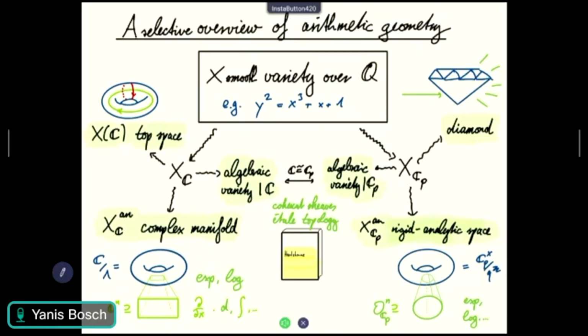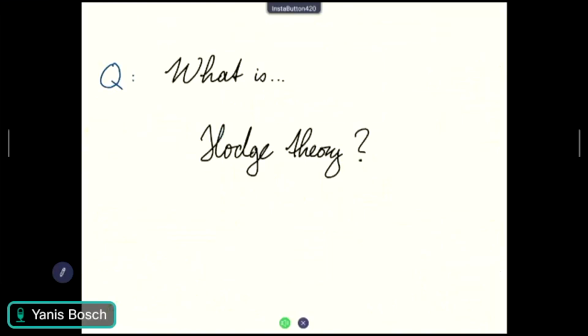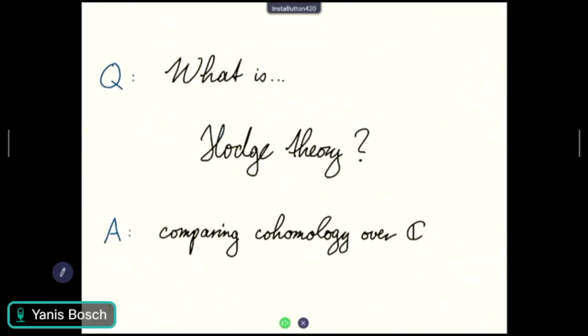Okay, but the idea is if we start with some equation, we can use all these different tools to study it. And in particular, one important way to extract arithmetic information is to talk about cohomology in these various different realms. Okay, and this brings us to the first question I want to talk about in the first part of the talk, namely, what is Hodge theory? And the answer is that it's about comparing cohomology theories in these different worlds on the left-hand side of the slide, so in complex geometry.